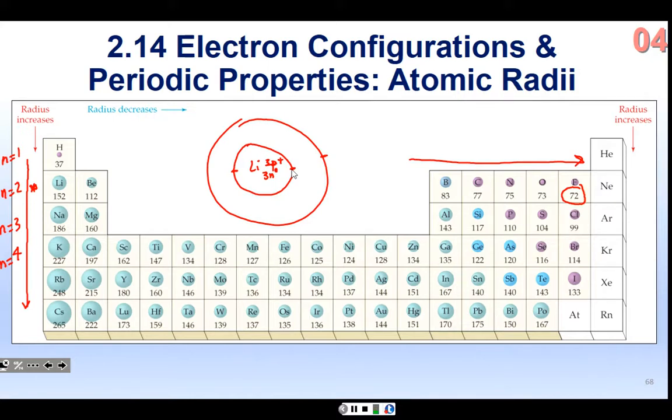Compare that to fluorine. Well, fluorine similarly has 2 shells because it's a second row element, second period element. And I'm going to draw my diagram carefully here. Fluorine would have 9 protons, and well, let's see, the atomic mass of fluorine suggests that probably there might be 10 neutrons, but that's okay.